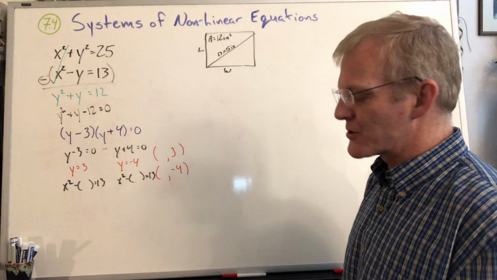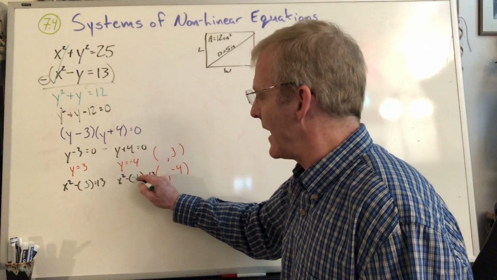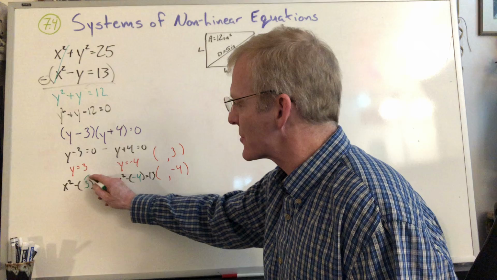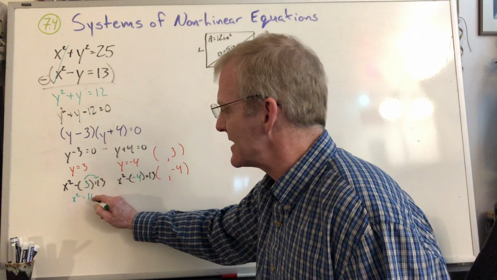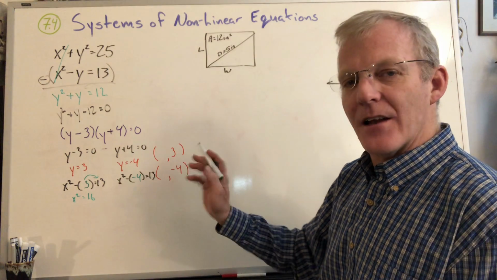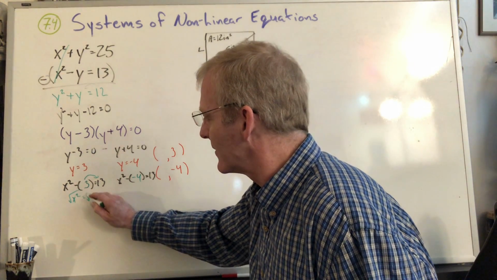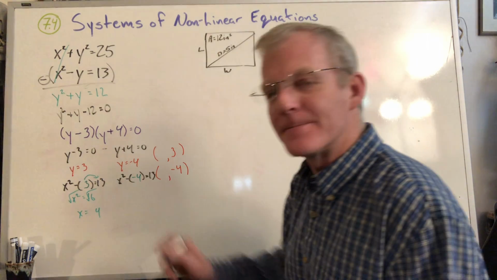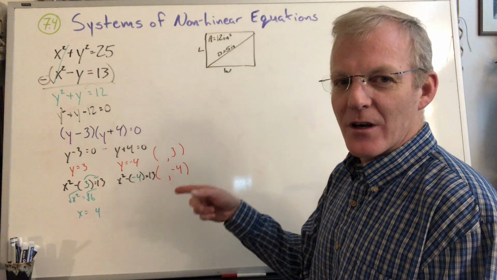And we'll go ahead and plug those two y values in. So y is a 3 and a negative 4. So let's see, x squared minus 3. Let's move that minus 3 over here by adding it. So we get x squared equals 16. And then now what happens? If we square root both sides, what do we get? Did you say x equals 4? Who put the square root in? You.